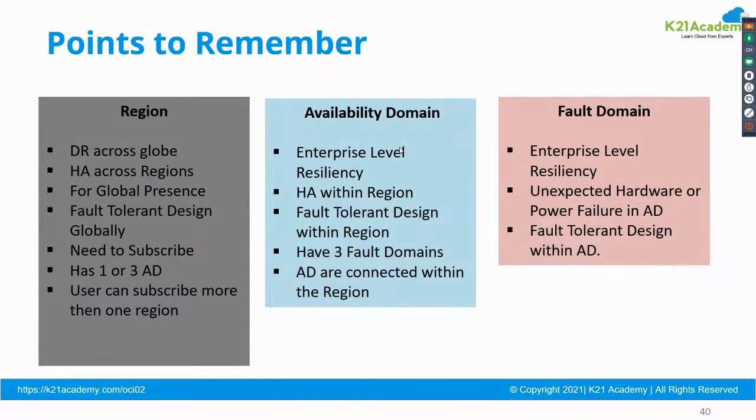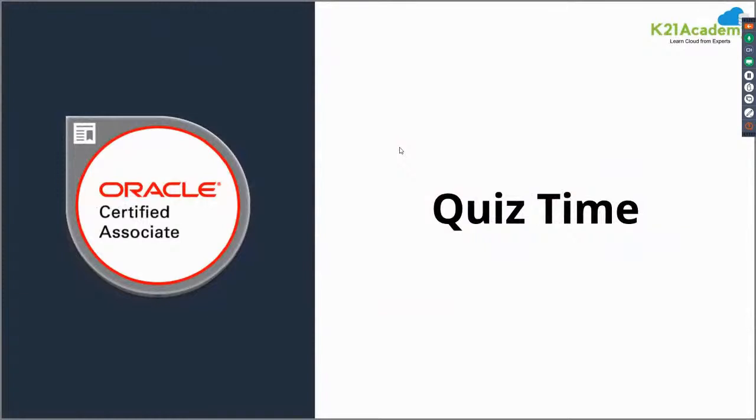Okay, now whatever we have seen, with that I have just collected the points and put them here, so you can go through that and this is going to give you the insight, or in a nutshell, what is the importance of region, availability domain, and fault domain. So you can expect a lot of scenarios, a lot of questions in the 1Z0-1085 exam, which are based on the high availability design and the DR design.